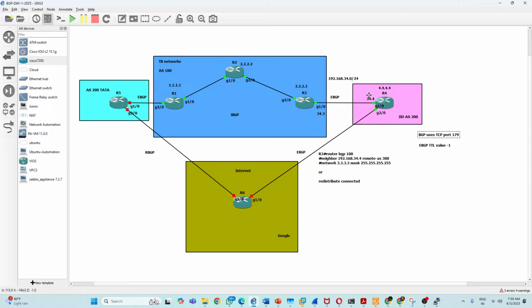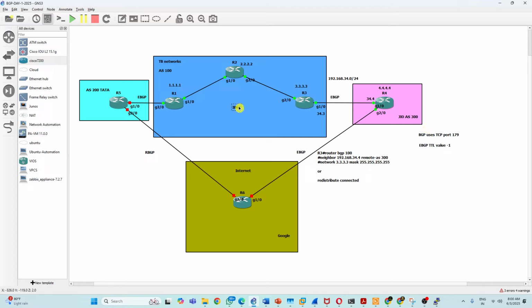Understand, everyone? Whatever BGP neighbor you are going to give, that neighbor should have reachability because it is using TCP and will establish a TCP three-way handshake. The destination IP address should be reachable. Who is the destination IP address here? The neighbor. Since it is point to point, it has reachability. But if you want to establish a neighborship with loopbacks, it should have reachability.